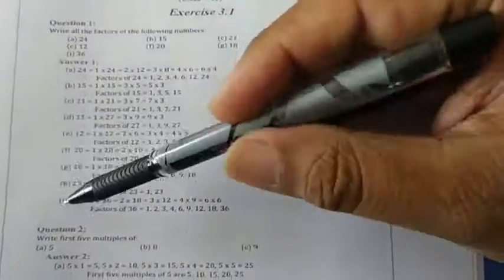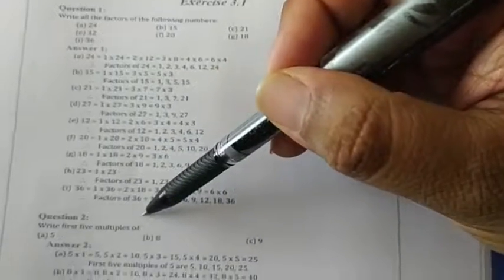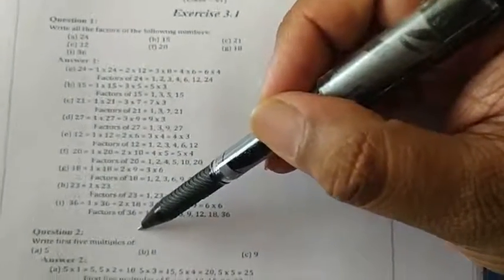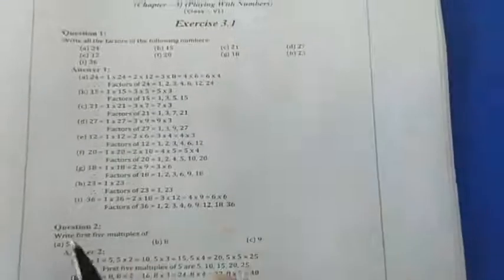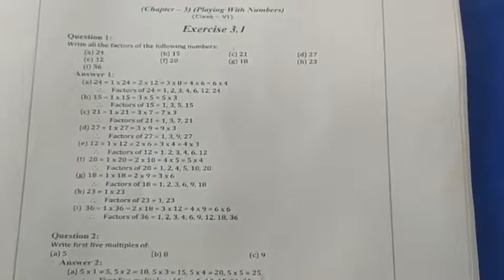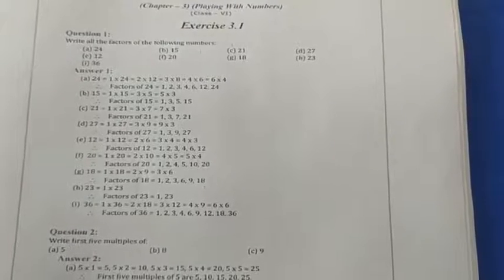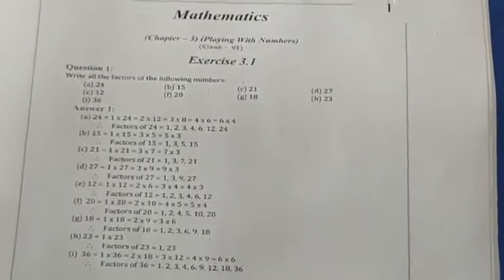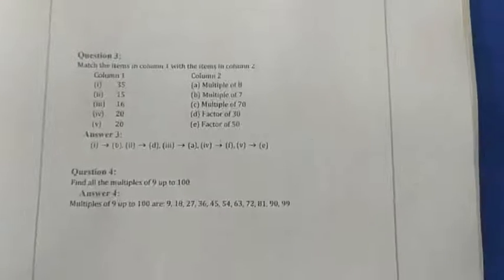In the next question, you have to find the multiple. Just you have to write the table. Multiple means table. 5 multiples will be: 5 ones are 5, 5 twos are 10, 5 threes are 15, 5 fours are 20, 5 fives are 25. These are the multiples of 5. Just you have to write the table of that number.